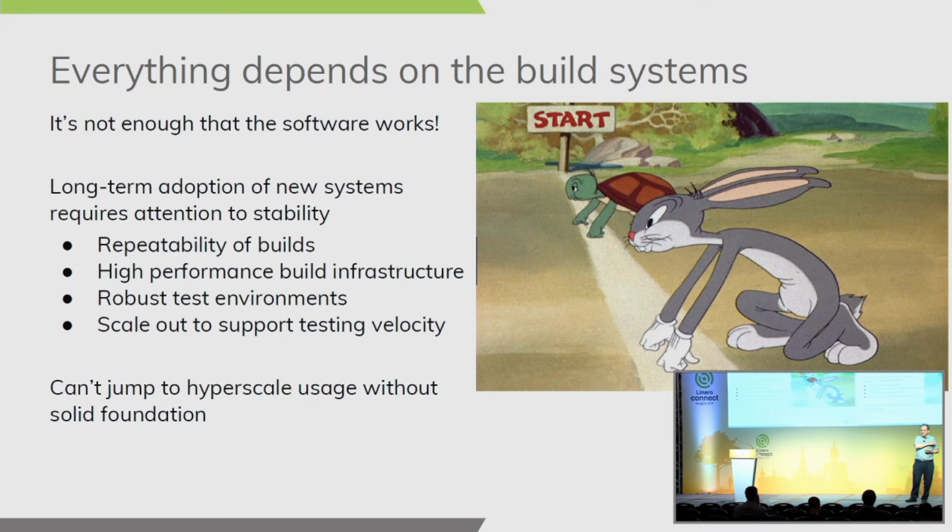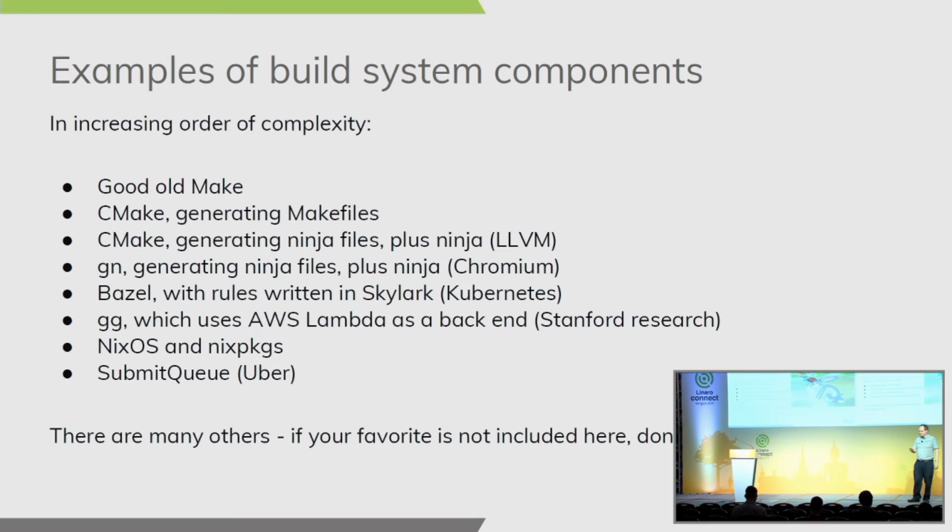And as the projects get bigger, the velocity of the test environment and the velocity of the build environment has to keep up. The biggest projects, the sort of hyperscale software development efforts, have lots of contributors, take lots of patches, have a demanding build environment, and you can't jump to hyperscale usage, even if the code works, right? It's not enough that the code does what it needs to do. You have to have all that build infrastructure to keep up.